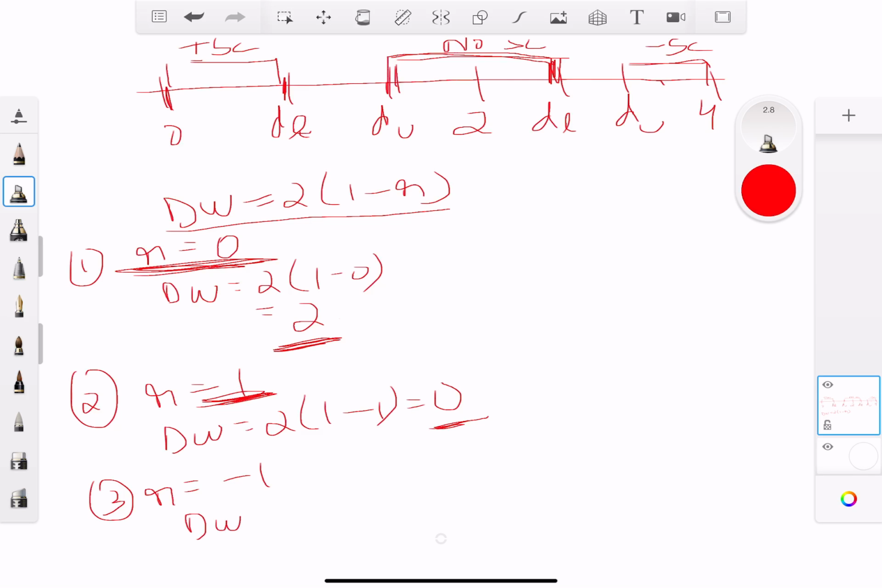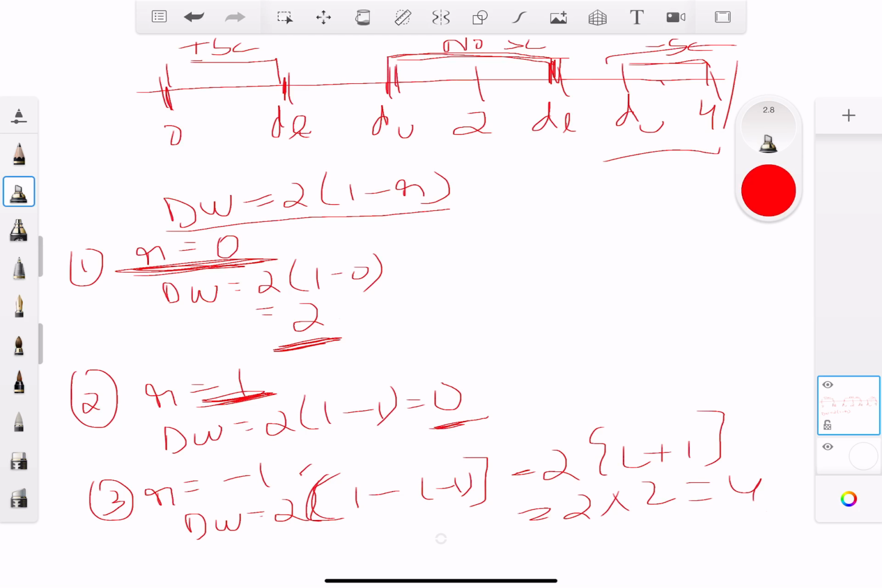So we do DW equals 2 times (1 minus minus 1). So what do we get? 2 times (1 plus 1). That's 2 times 2, which equals 4. Hence, we have a negative serial correlation.